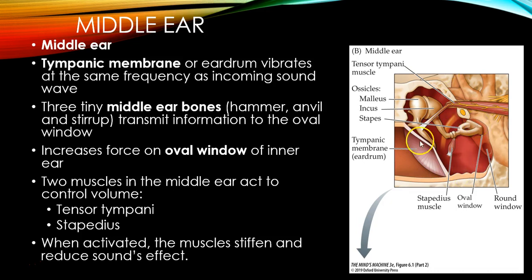And in this area of the middle ear, we also have two muscles that work to control volume. And so if something is very, very loud, these muscles are activated and they stiffen and they end up reducing the effect of the sound, okay, if something is too loud.